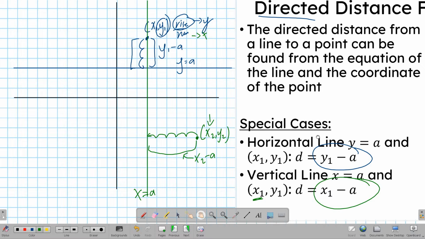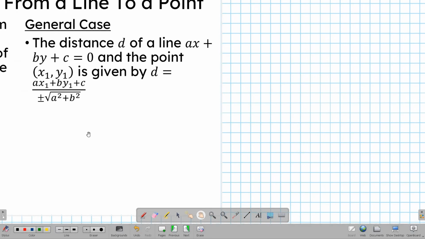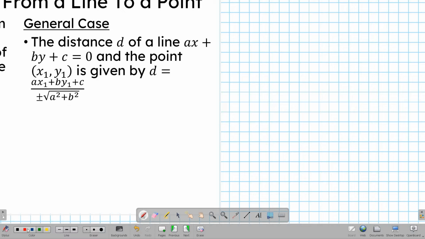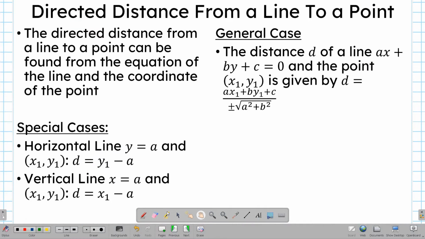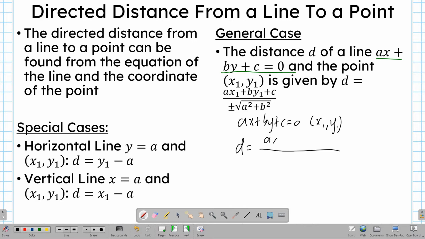Now, the general case is given here. So the general case is given by this formula here. Let's write it in a more appropriate way. So this one here, ang given, as you might have noticed, it's in general form. So in general form, ax plus by plus c equals 0, then x sub 1, y sub 1. So the distance would then be equal to ax sub 1 plus by sub 1 plus c over positive or negative square root of a squared plus b squared. This is reliant on the sign of b. So the sign of the denominator is reliant on the sign of b. Okay? So that is the general case.